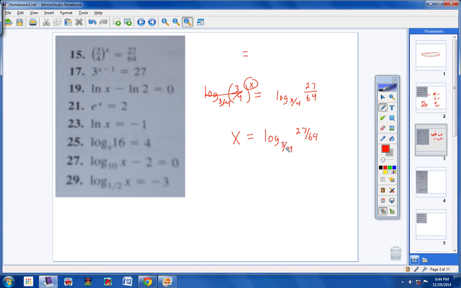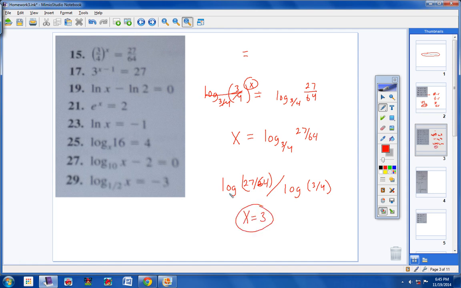So here's what you type into your calculator. You type in log of 27 over 64, put parentheses around it, divided by log of 3/4. Okay, let me get my calculator real quick and do that. Log of 27 divided by 64, sorry about that, divided by log of 3/4. And we will get 3. And so the answer is 3.